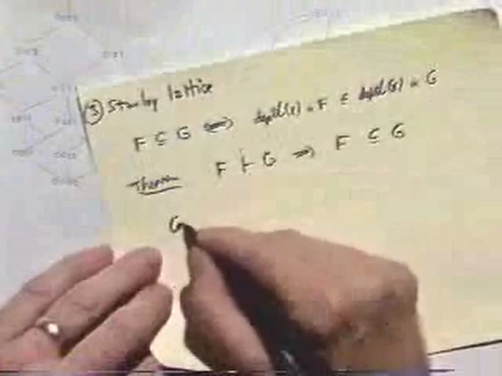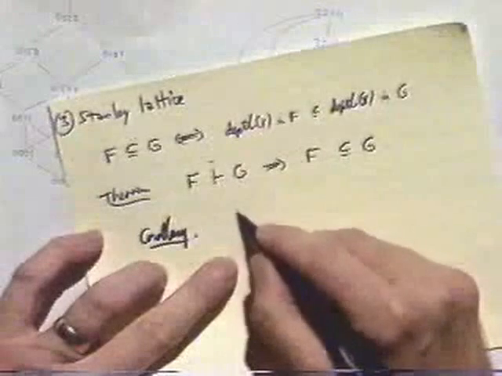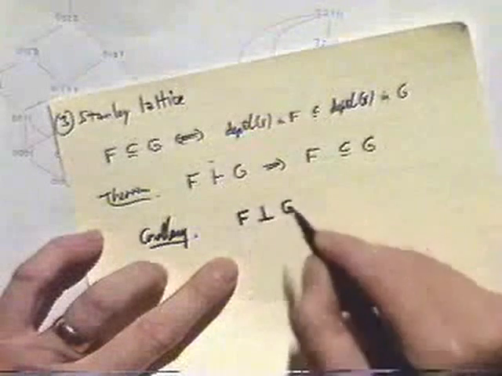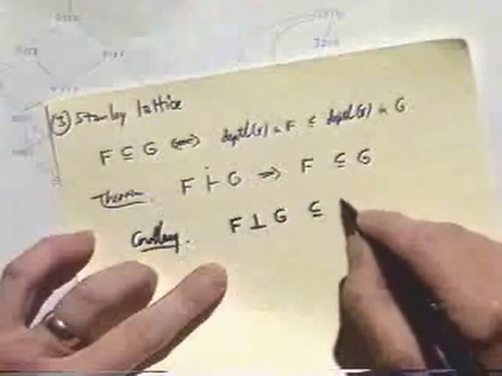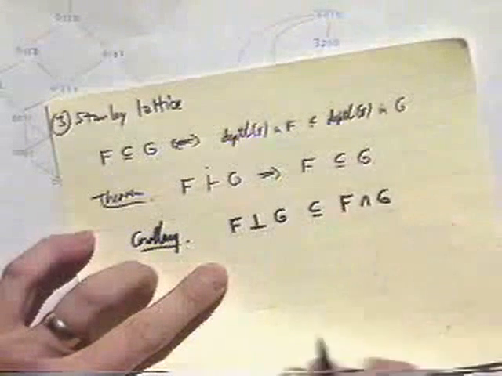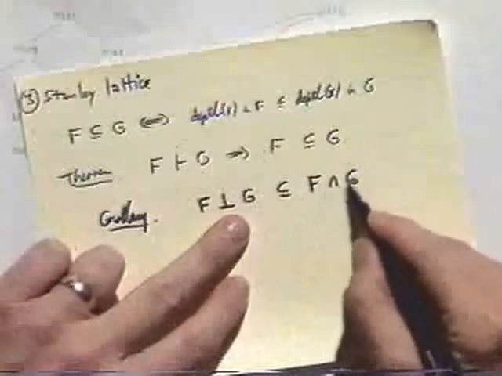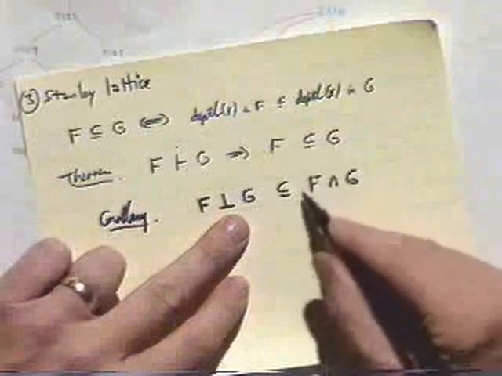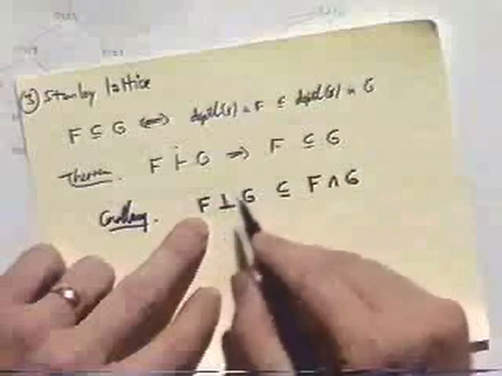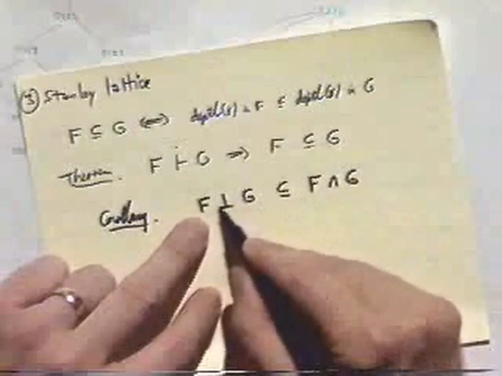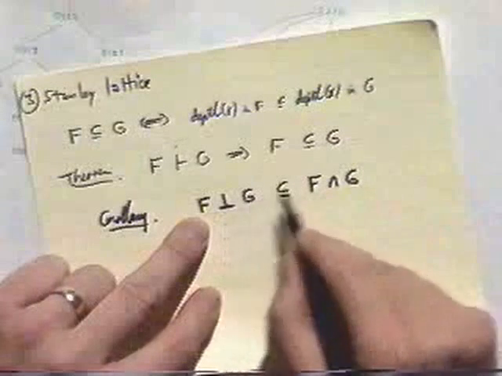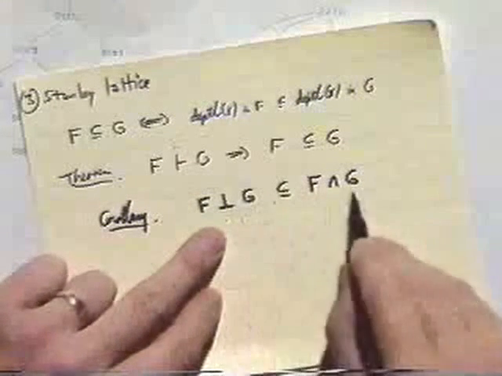One of the corollaries of this is, for example, that the meet in the Tamari lattice would have to be contained in the meet in the Stanley lattice. Because you see, F meet G in the Stanley lattice is the greatest lower bound of F and G. But F meet G in the Tamari lattice is a lower bound on F, and it's a lower bound on G, and so it has to be less than the greatest lower bound. So looking at it in the Stanley lattice, we're going to have this relation.